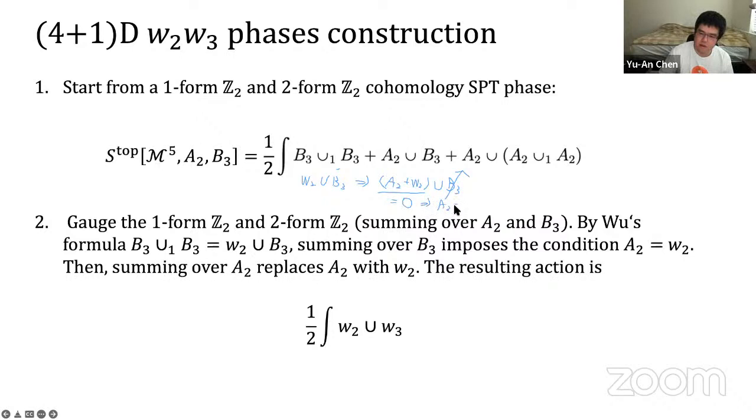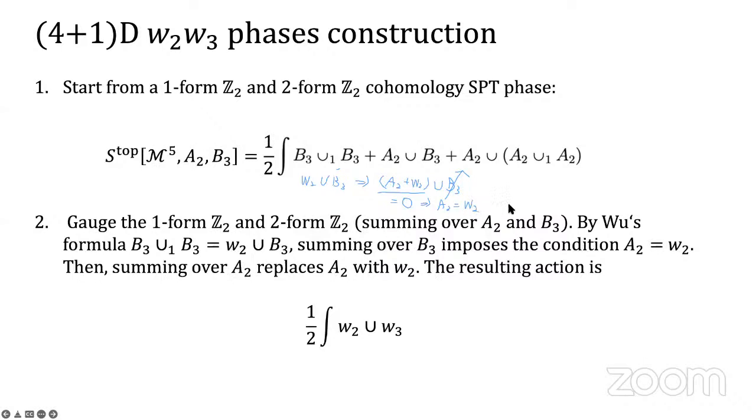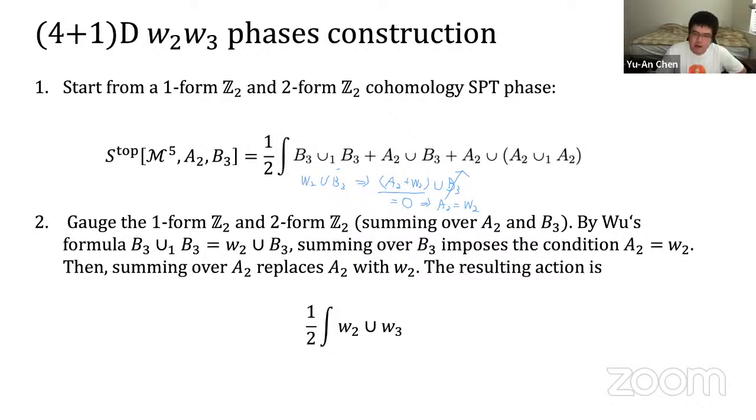But my question is, do you still need to write down W2 explicitly in your partition function? Because this expression doesn't have it. So I think when we integrate out the B3, we just plug back A2 equal to W2, because we sum over A2. So it's like a delta function. Integrating out B3 gives you the delta function.